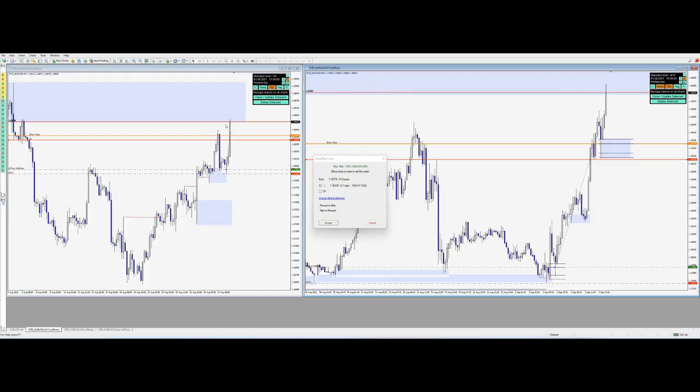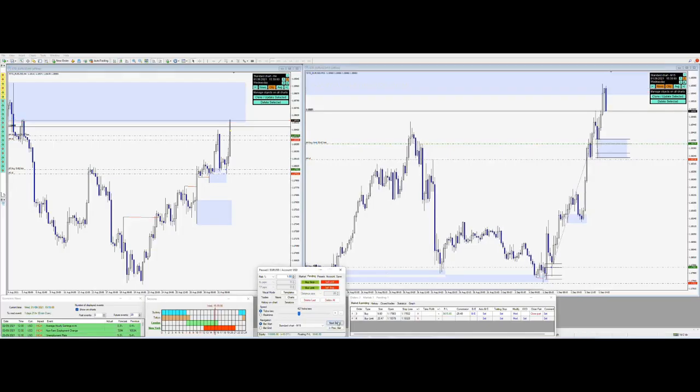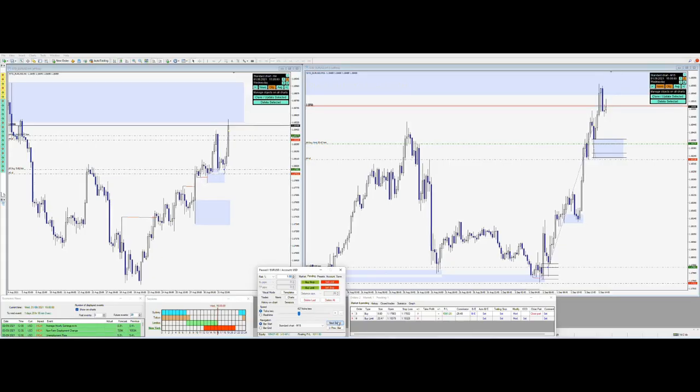Cool, just double check higher time frames are all good. We've spiked up above this 4-hour zone now, so let's see if we can get in a little bit higher. Accept that. And then, okay, let's play this forward. We are coming towards the end of the London session, so it's not ideal now.